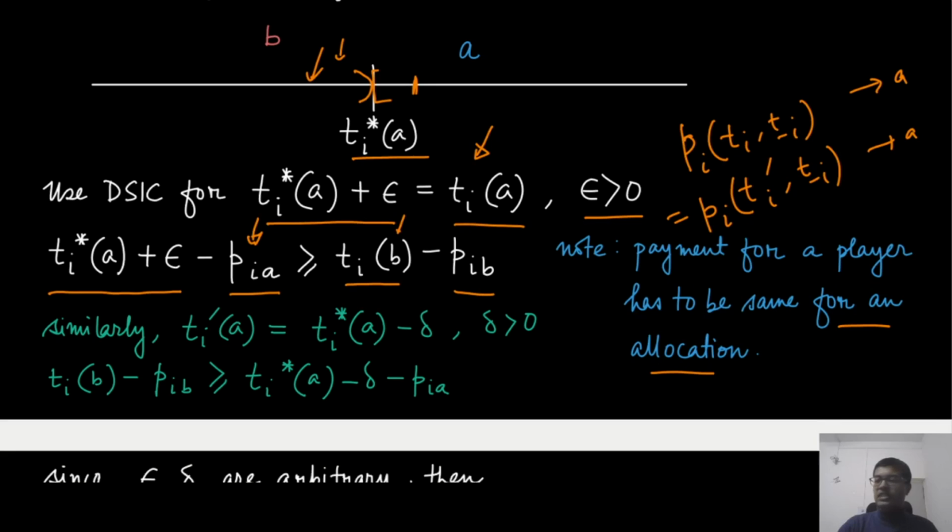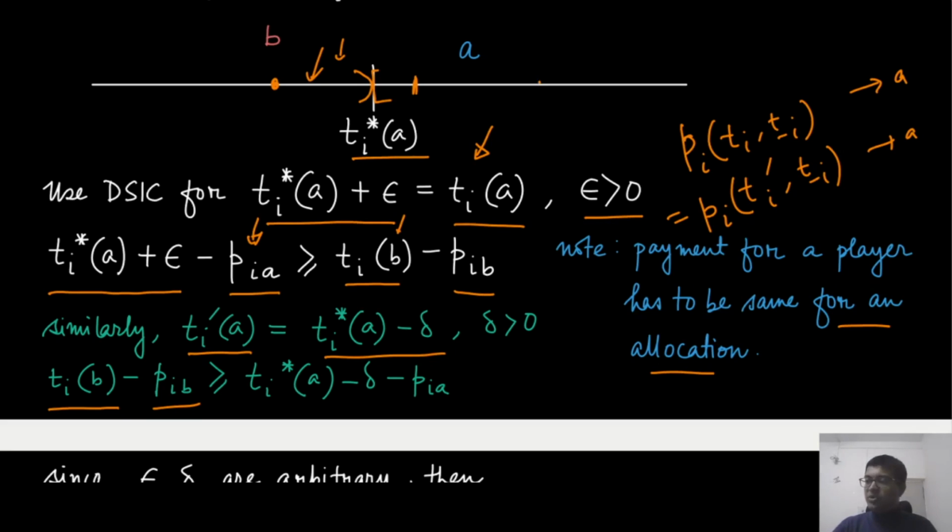Similarly, you can write it for a different type, where the type itself is now smaller than Ti star of A. So this is something living somewhere here. Again, delta is positive. That means if he reports truthfully, then the outcome will be B. So player I has the valuation for this outcome B, which is the outcome when he reports his valuation truthfully, and he makes a payment of this. That must be at least as much as if he reports something else.